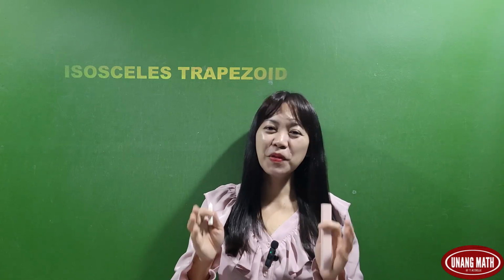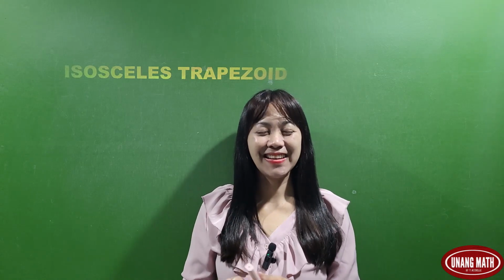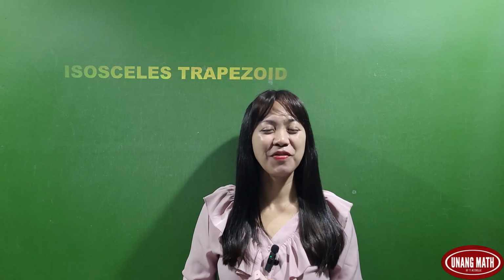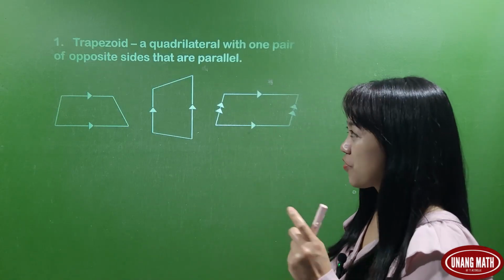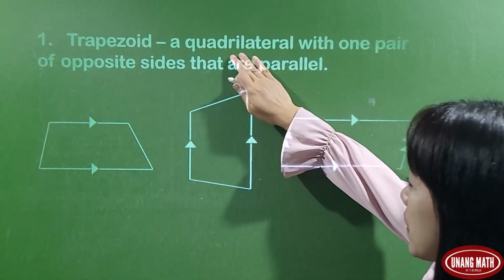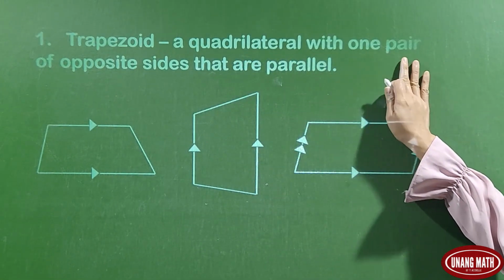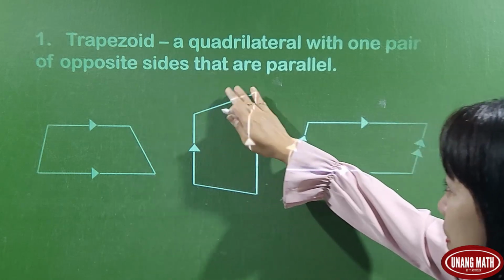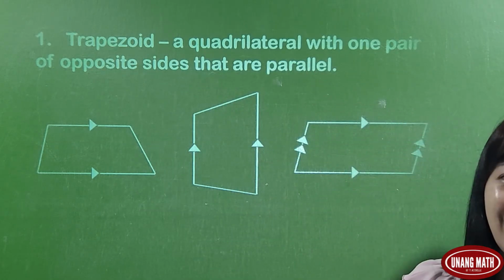In this episode, I will be discussing the meaning and properties of a trapezoid, specifically an isosceles trapezoid. When we say trapezoid, this is a quadrilateral with one pair of opposite sides that are parallel.